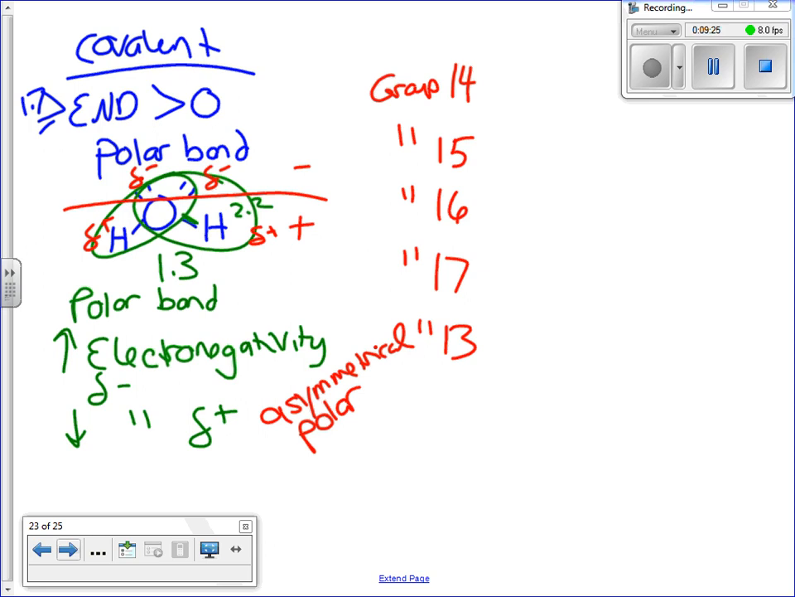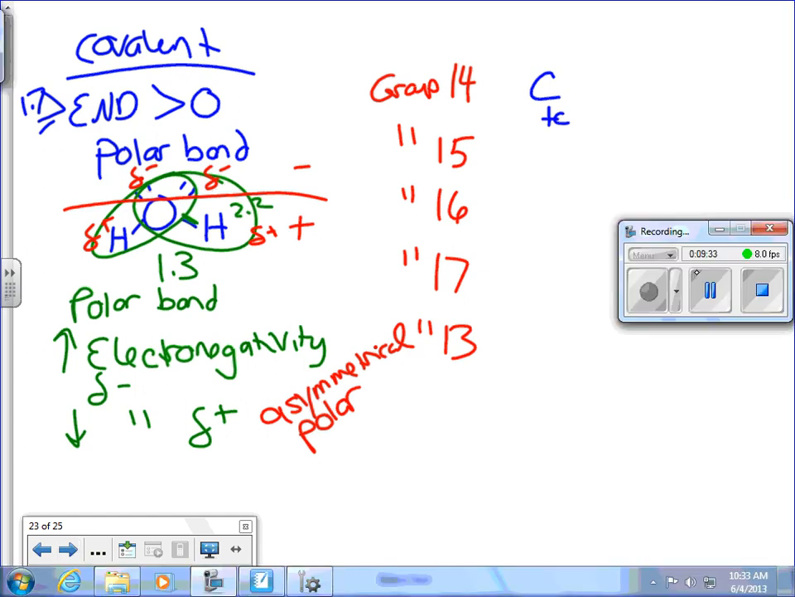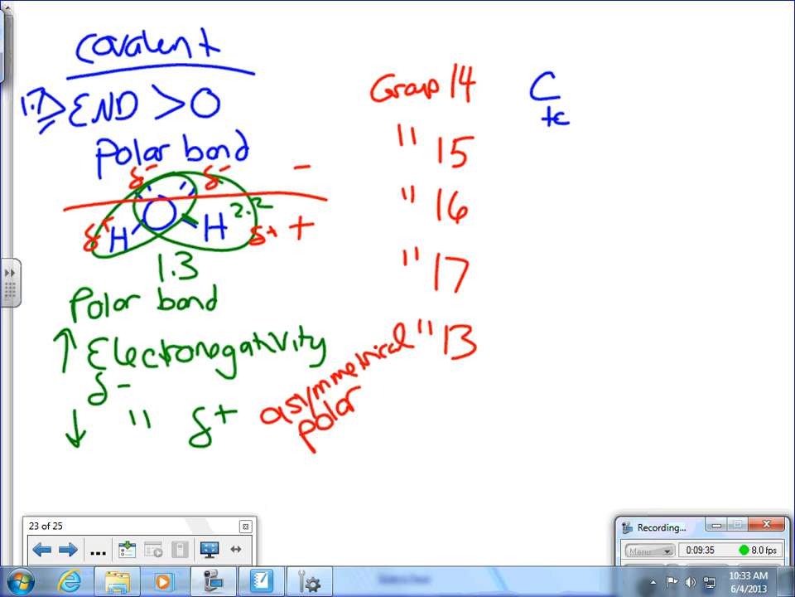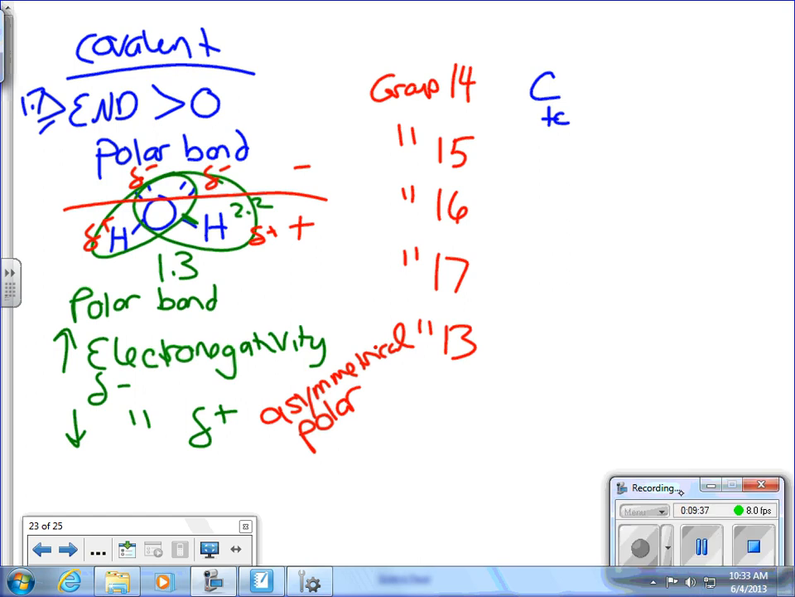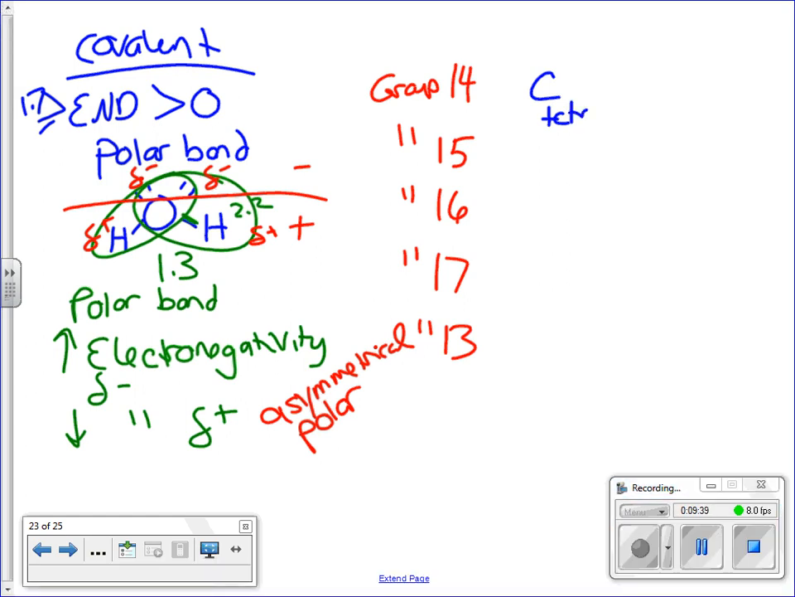Group 14, your example here is carbon. Okay? Carbon forms a tetrahedral molecule, unless it's making multiple bonds, okay? The exception to that is CO2. CO2 is linear. Draw it. If you aren't sure what shape, draw it.